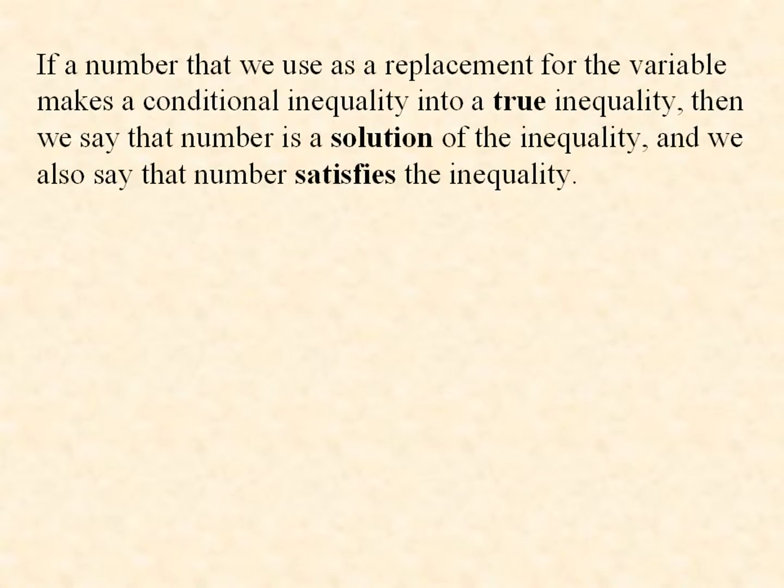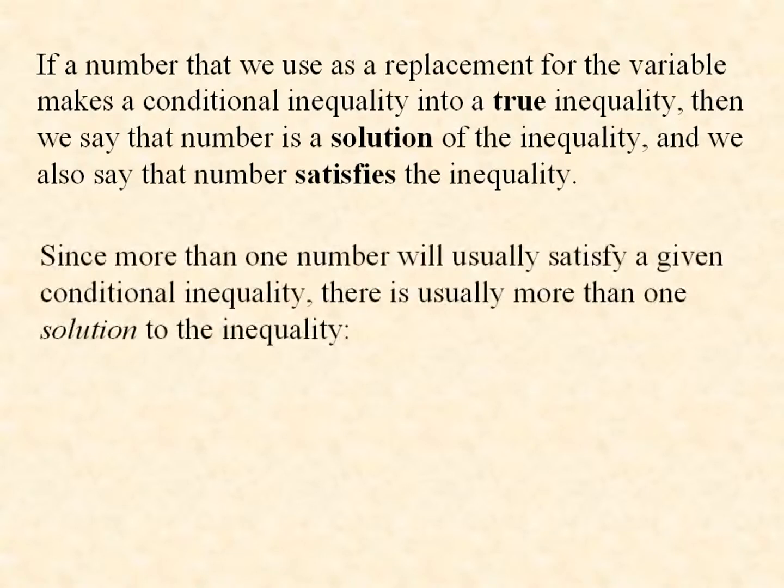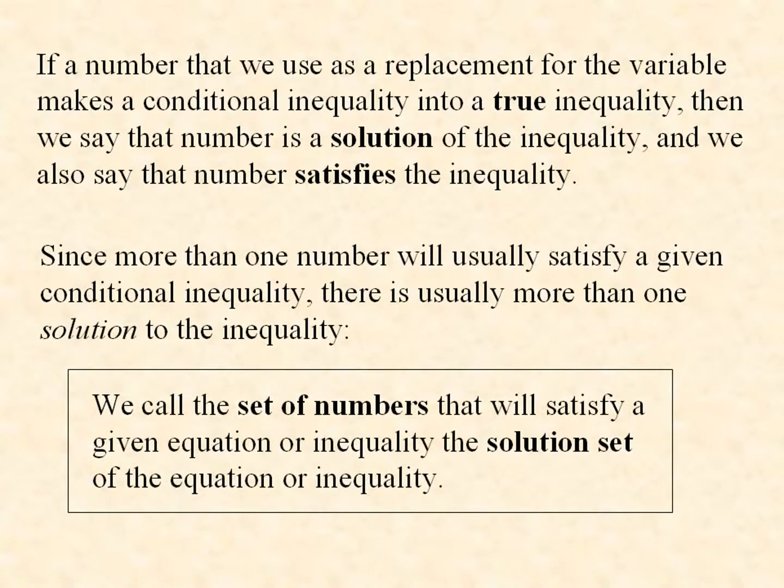If a number that we use as a replacement for the variable makes a conditional inequality into a true inequality, then we say that number is a solution of the inequality, and we also say that number satisfies the inequality. Since more than one number will usually satisfy a given conditional inequality, there is usually more than one solution to the inequality. We call the set of numbers that will satisfy a given equation or inequality the solution set of the equation or inequality.